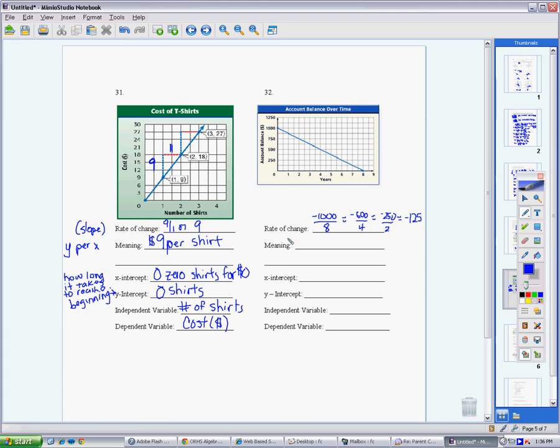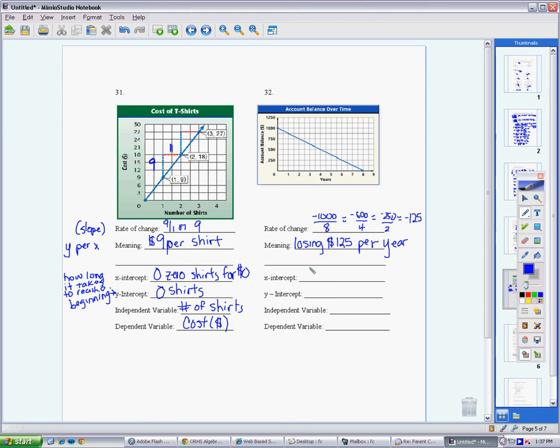My meaning is y per x. So since it's negative, that means I'm losing $125 per, and my x is years, so per year. I'm losing $125 per year. My x-intercept, how long does it take for me to reach 0?